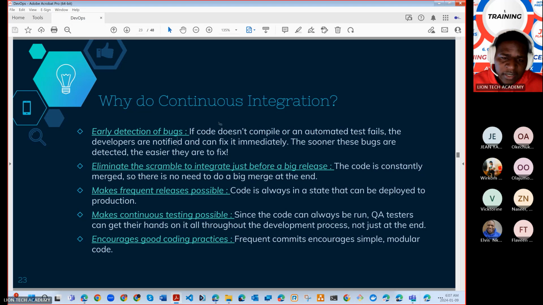Again, CI, continuous integration, makes frequent releases possible. So code is always in a state that can be deployed to production. So now we are going to study the different types of environment when it comes to application.